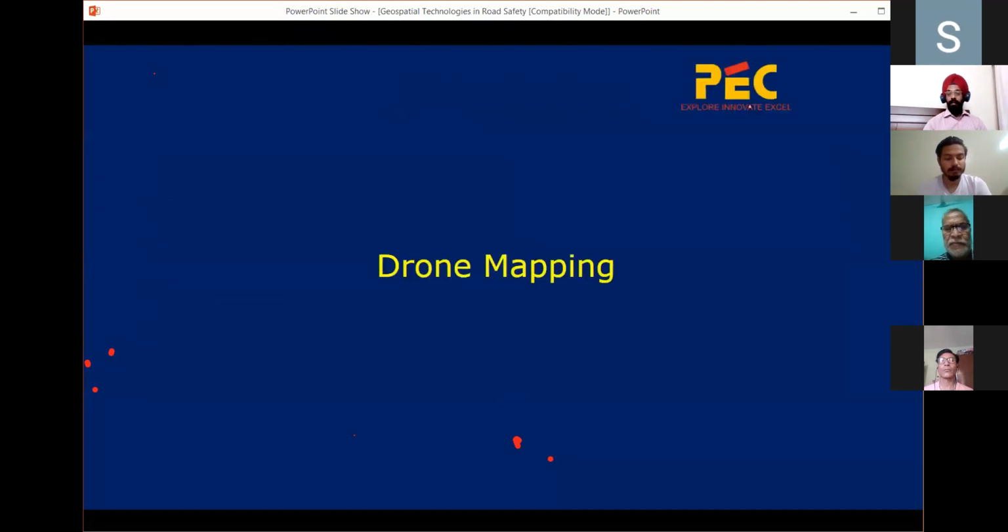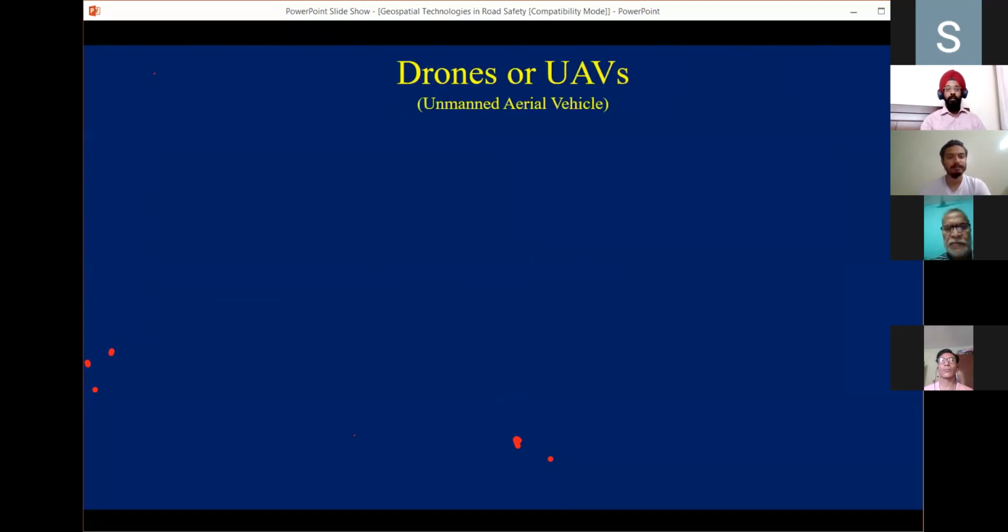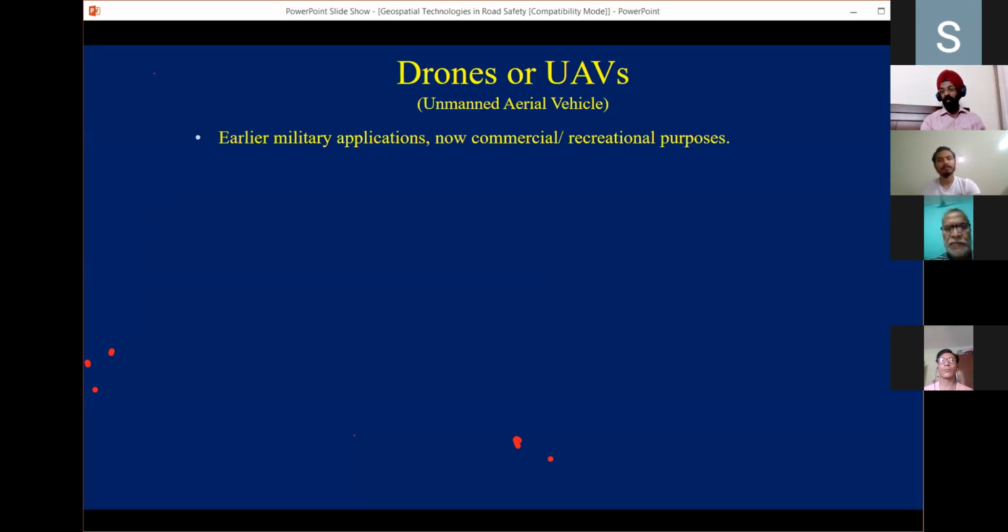Now I'm shifting to drone mapping, as timing is very short, so I'm just going to cover this fast. Drone mapping, or drones, generally we say UAVs, unmanned aerial vehicles. Earlier they had military applications, nowadays commercial use and even recreation purposes. Drones are used for marriages also.